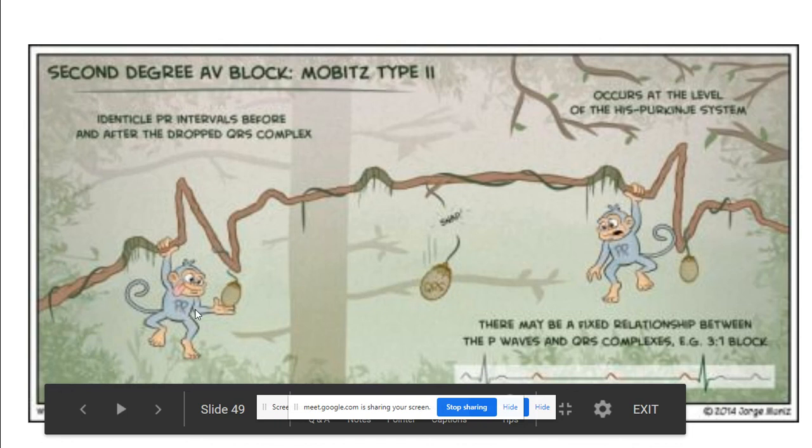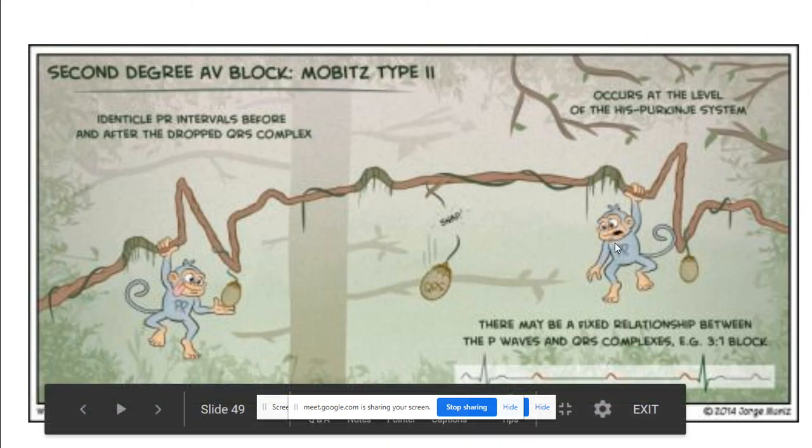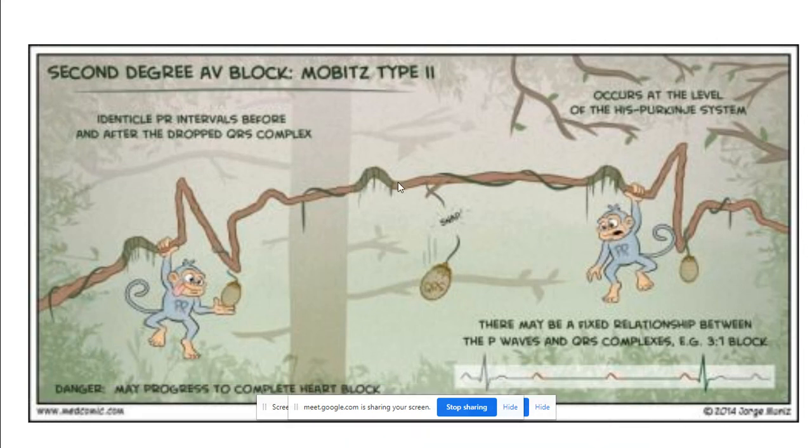So basically these little monkeys are the PR interval, and they are trying to throw these coconuts, and here you can see these little P waves and then no beat. So the monkey is like trying to catch these and they're getting missed. So if you have P waves with no QRS, then it's a second degree.